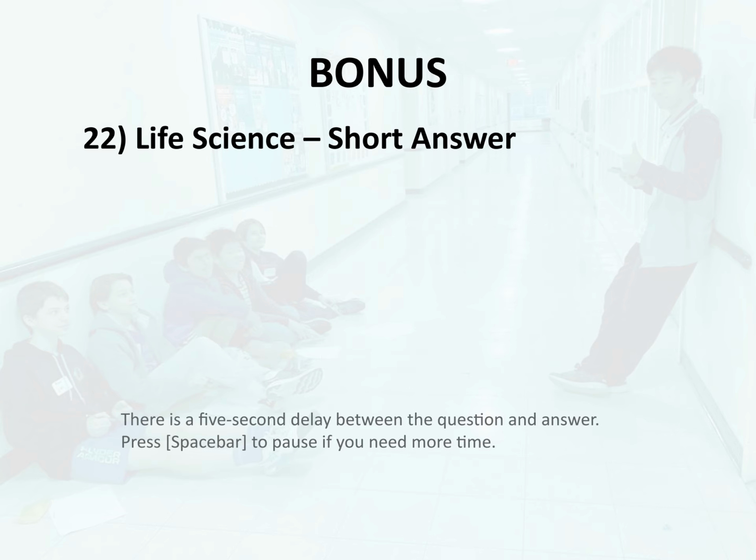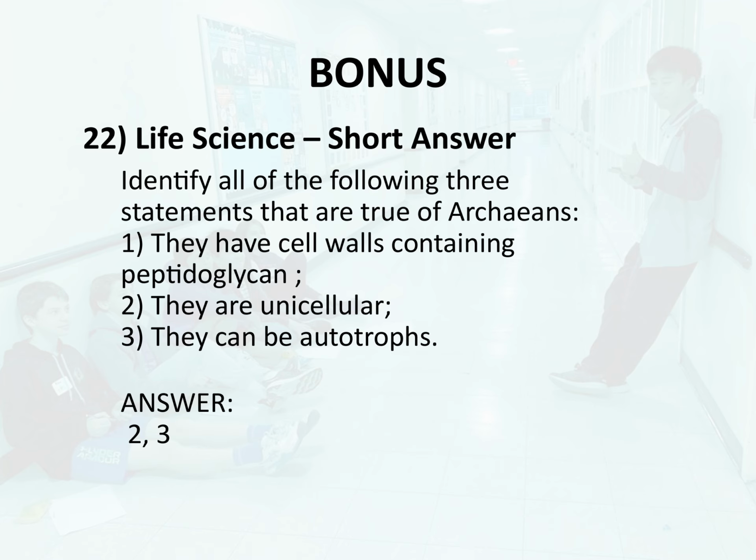Bonus, 22. Life science, short answer. Identify all of the following 3 statements that are true of archaeans. 1. They have cell walls containing peptidoglycan. 2. They are unicellular. 3. They can be autotrophs. Answer: 2, 3.